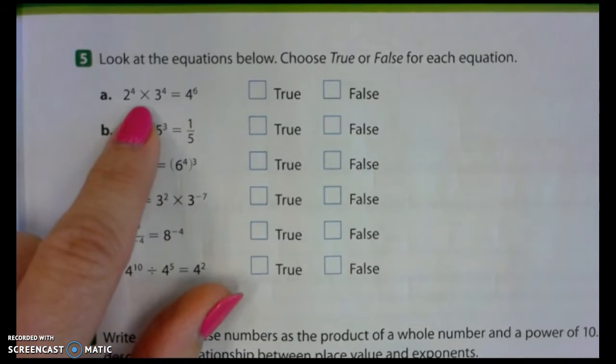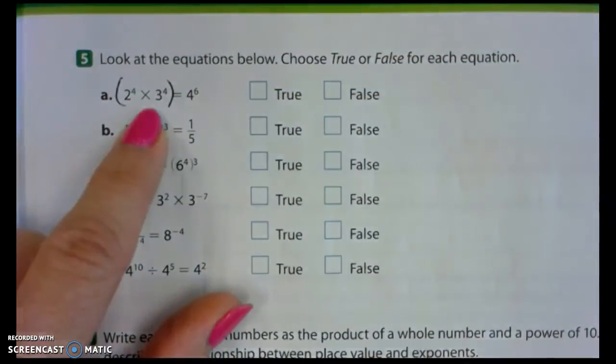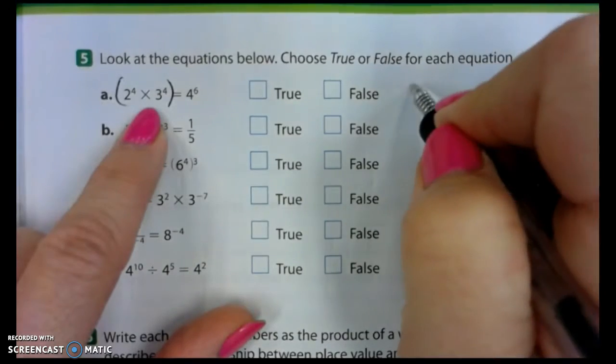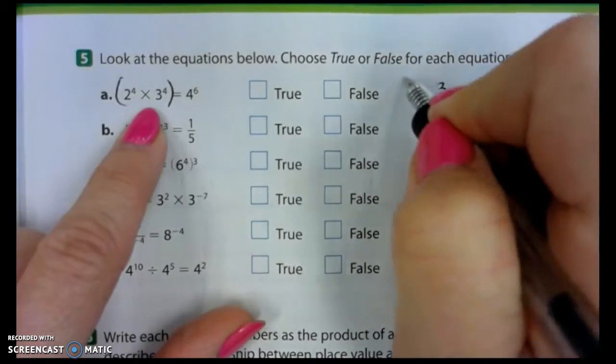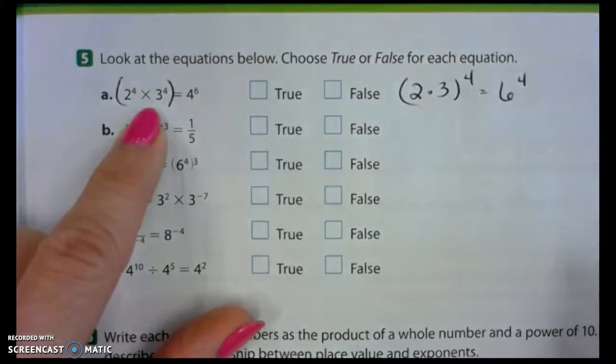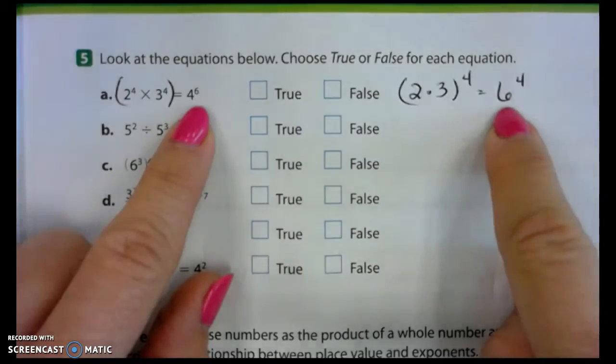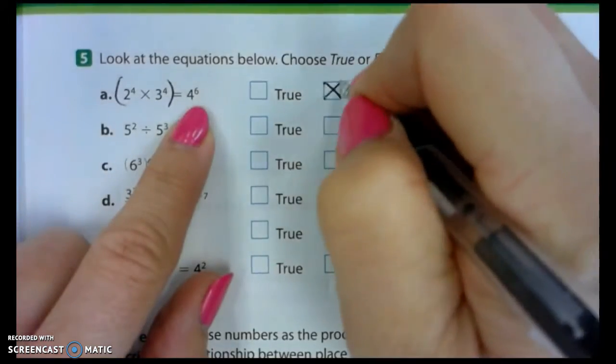Now, these bases are not the same, but the exponents are. So I'm going to work with this side over here. I'm going to pull off the exponent, which is going to give me 2 times 3 to the 4th, which will give me 6 to the 4th. Is 4 to the 6th equal to 6 to the 4th? It is not, so it is false.